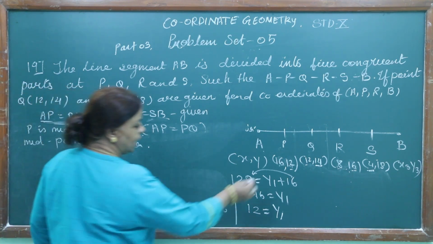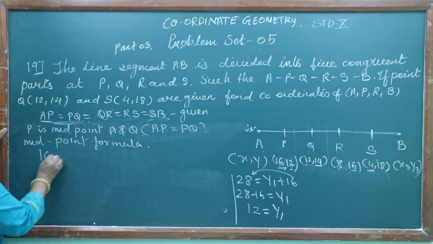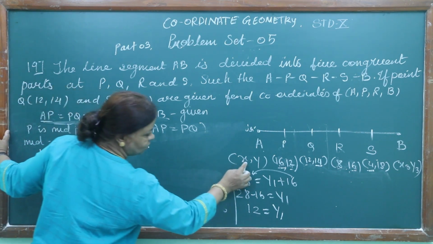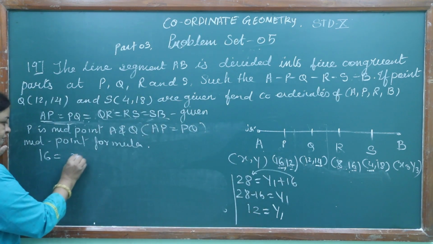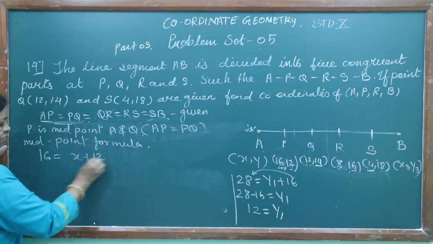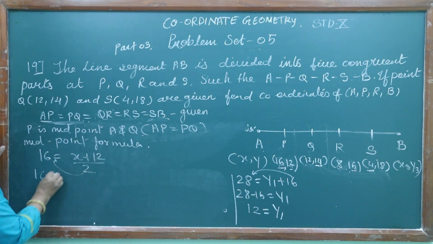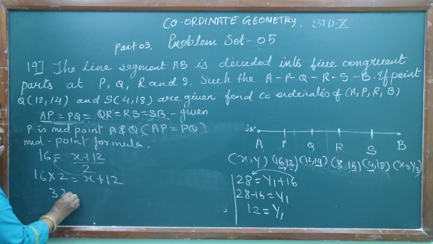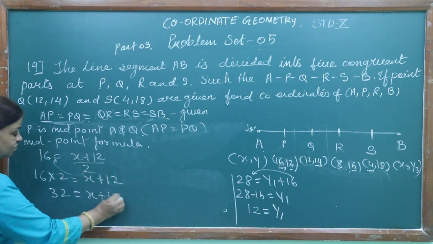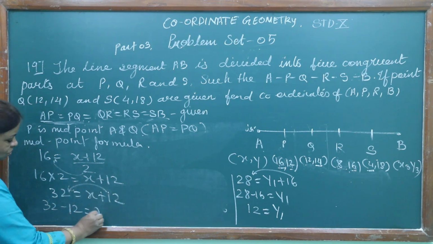So x coordinate of P is equal to 16. 16 is equal to x coordinate of A plus x coordinate of Q, that is (x + 12) upon 2. 2 will go up. 16 into 2 equal to x + 12, that is 32 is equal to x + 12. 12 will come here. 32 minus 12 is equal to x.